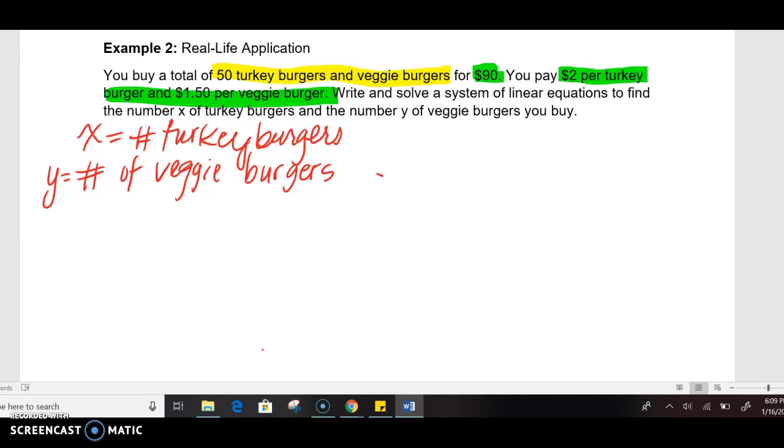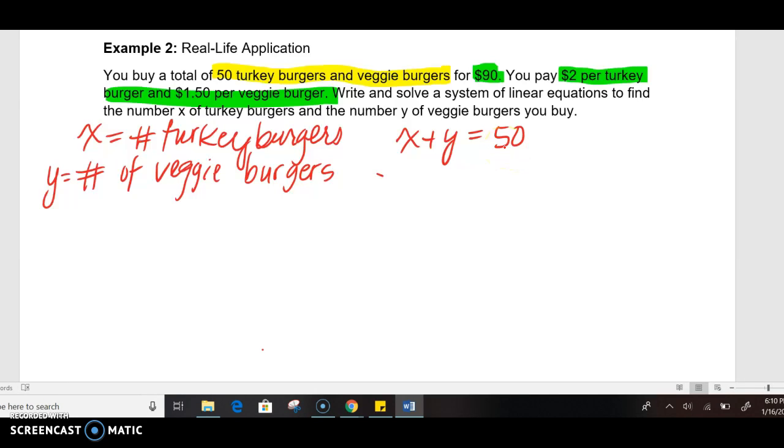So now that I know what my variables represent, I'm going to use these 2 pieces of information to help me write 2 equations. So if I have a total of 50 turkey burgers and veggie burgers, total tells me that I need to add together. So that first equation is x plus y equals 50. That says I have some turkey and some veggie for a total of 50.